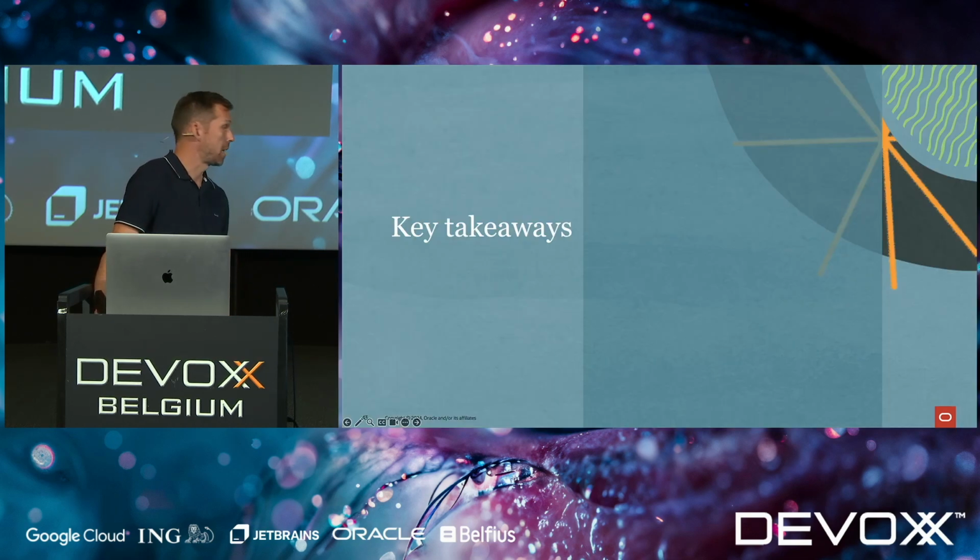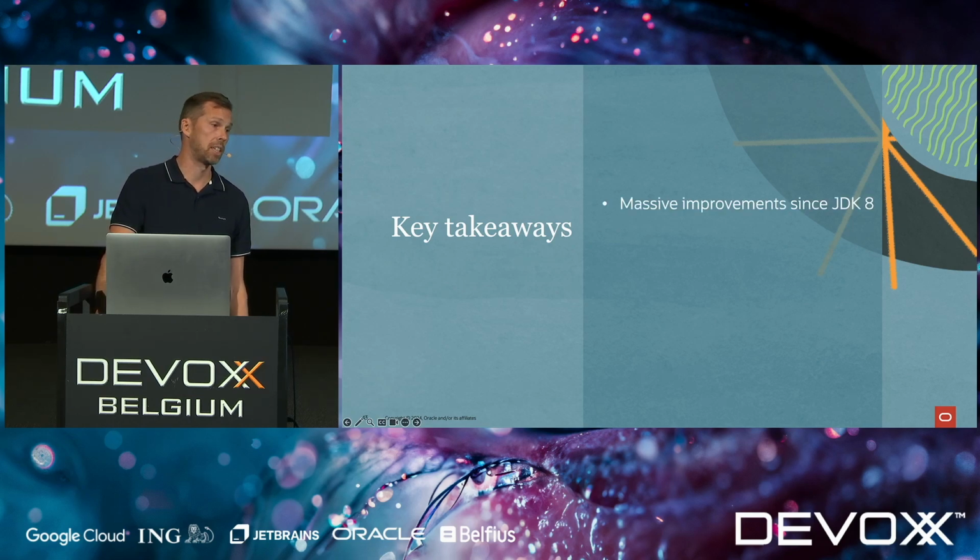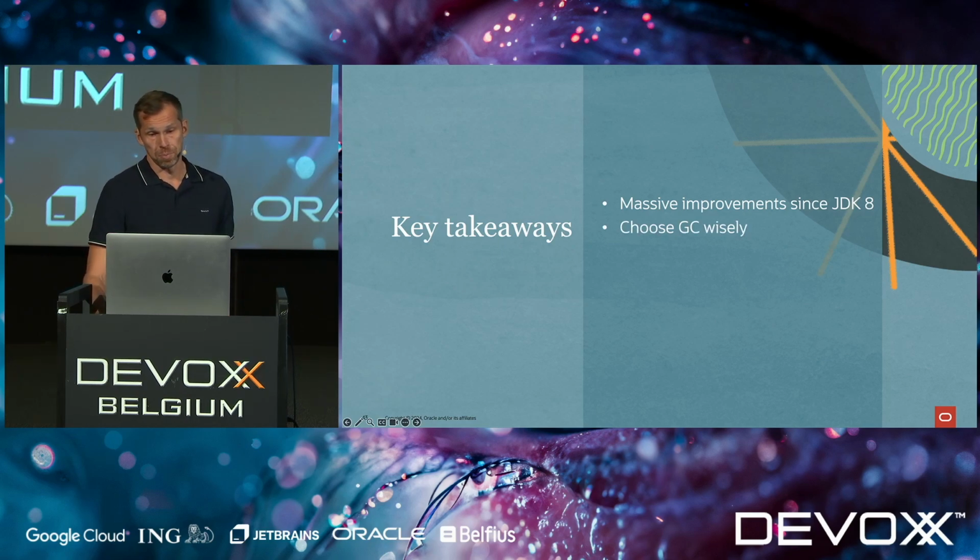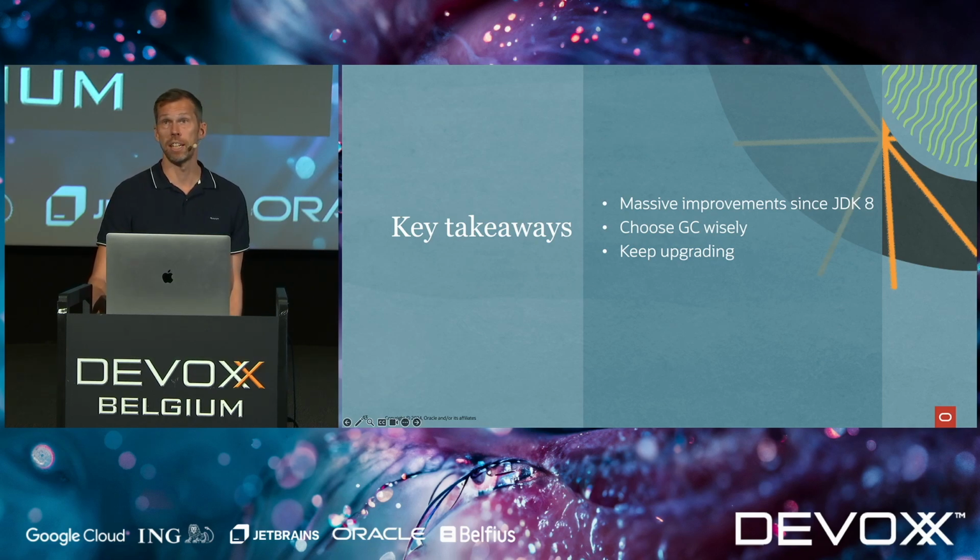So this is my last slide. The key takeaways: well, there have been massive improvements since JDK 8. So if you're still on that, you need to upgrade, or you should at least really try to do it, because it will help your performance quite a bit. And then it's very important to choose your GC wisely. Depending on what your application is trying to do, choosing the right GC can really have big performance implications. And then lastly, keep upgrading, because once you move past JDK 8, moving to an even more recent release is much less of a hassle.